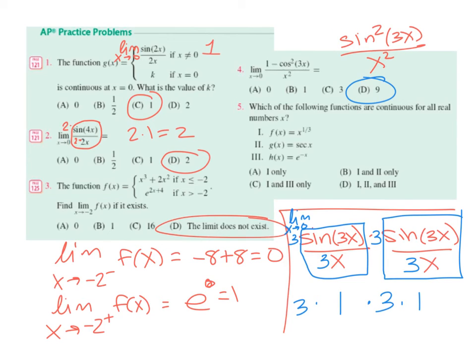Stop judging me. Which of the following functions are continuous for all real numbers? x to the 1/3 is continuous for all real numbers. Secant is not. And e to the negative x is continuous. So 1 and 3. Done. Secant is 1 over cosine, and that has places where it's undefined. Basically this is asking about the domain, all real numbers. So 1 and 3.